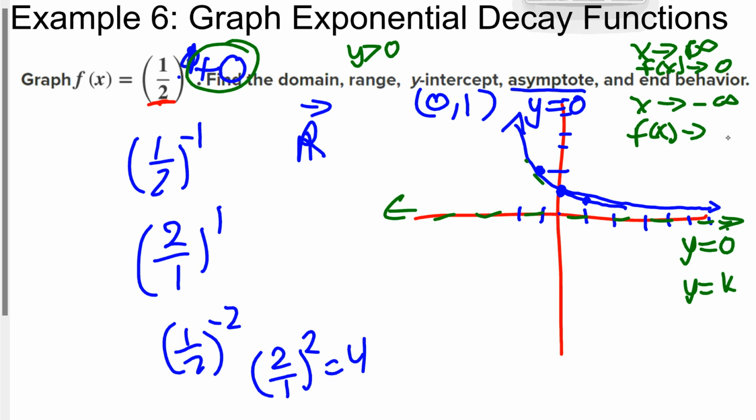What's happening to it? These key features, right? So there's the domain, range, y-intercept, asymptotes, and end behavior. Remember, best exponents to have are 0 and 1. And once we know 2 points, and we know the line that it can't cross, we can go ahead and draw this exponential function, right? And this is an exponential decay function.